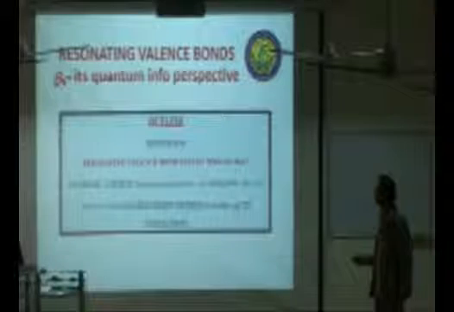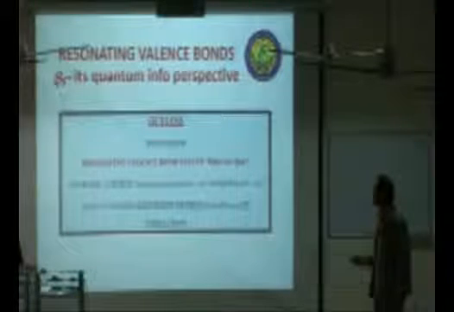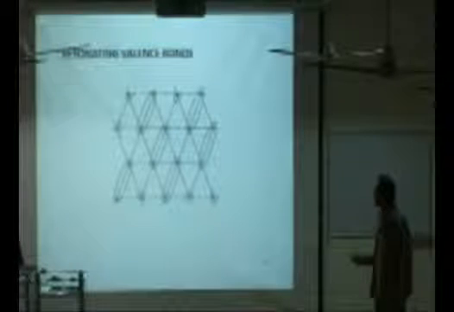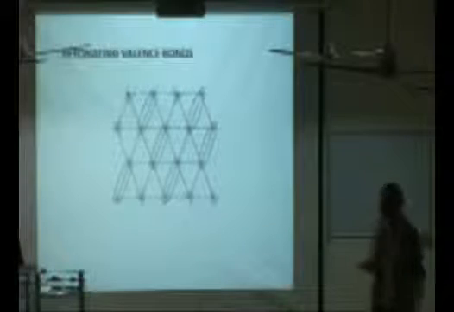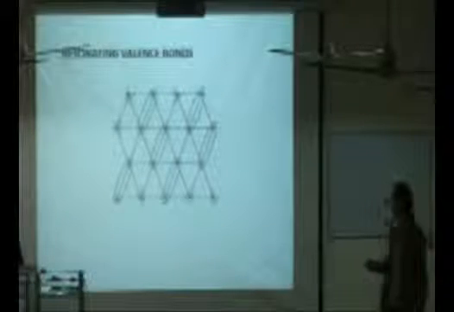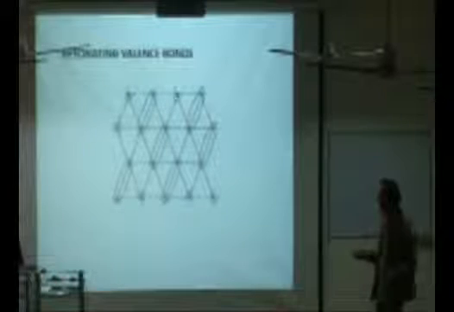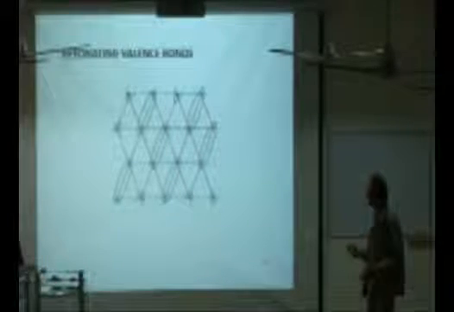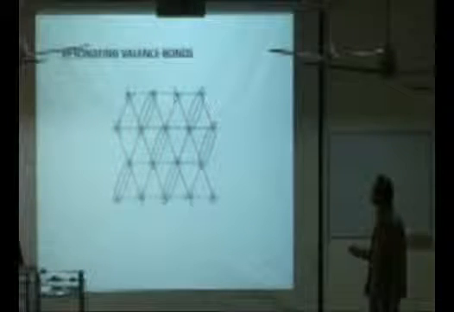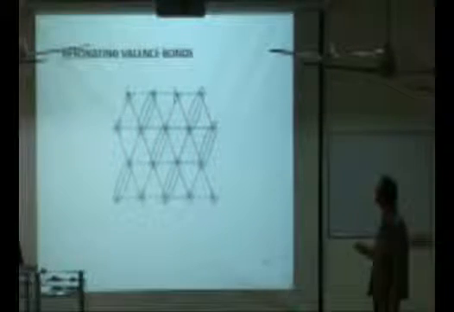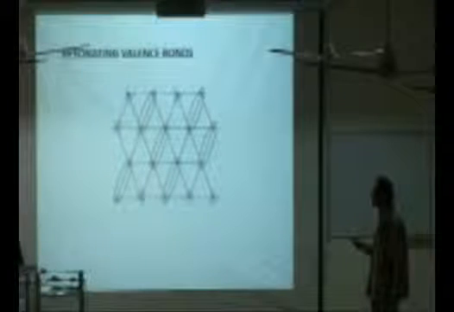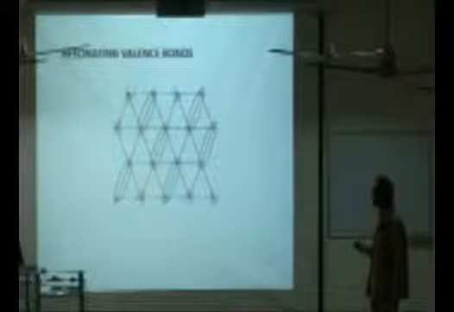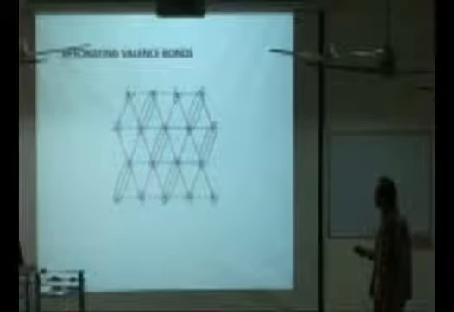Let me first of all tell you what these RVBs are, at least the definition that I am using. Whenever I talk about RVBs, there will be a lattice on which I will speak. There will be different lattices. One of them, which I will actually not use, is just given in this slide. It's a triangular lattice. You can think of it as an infinite lattice. These are triangles, and at every site there is a spin-half particle, a quantum spin-half particle.